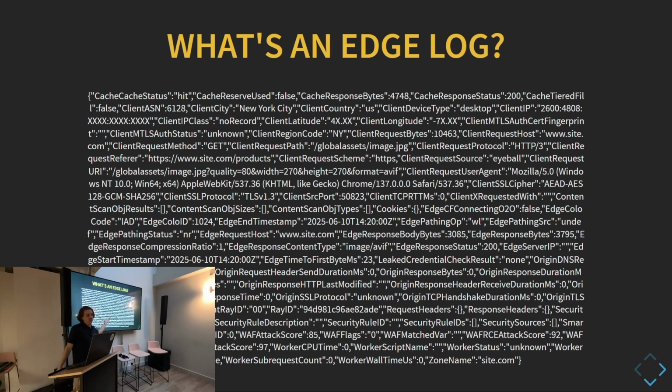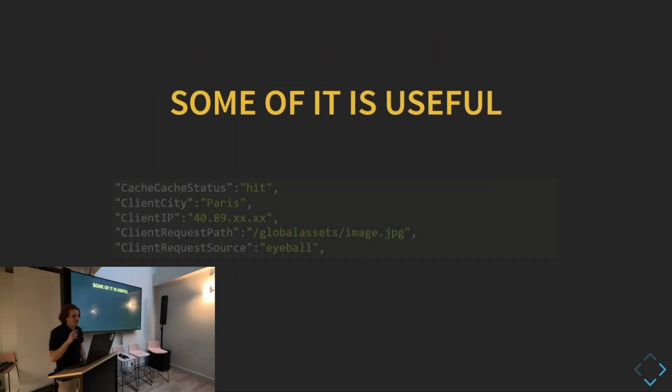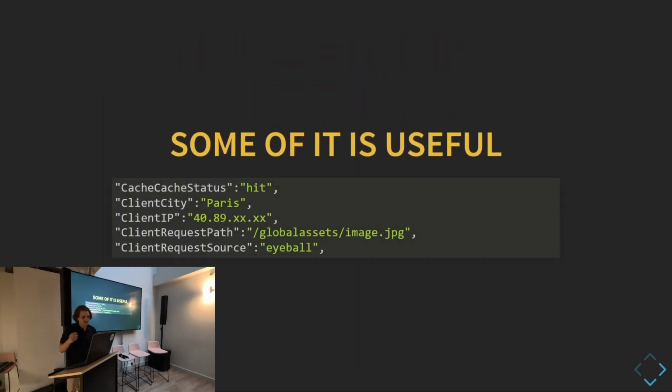This is an edge log, okay? Every single request that comes in generates JSON, that's good at least, of all of this. It's like, okay, that's a lot. But some of it is useful. So here we can see as an example where I pulled out someone from Paris loaded an image and it was an eyeball according to Cloudflare, which is cool, but it hit their cache. So it didn't even go to our server, just Cloudflare gave them the stuff.